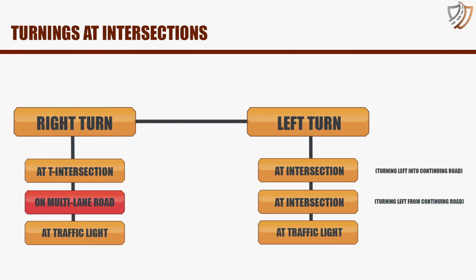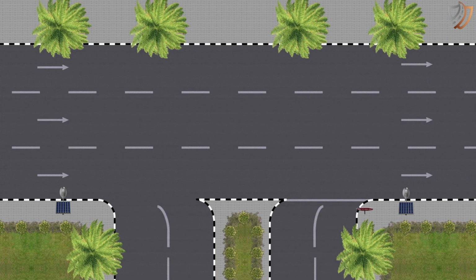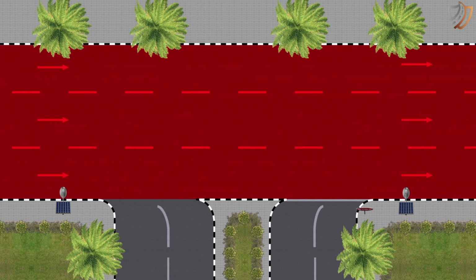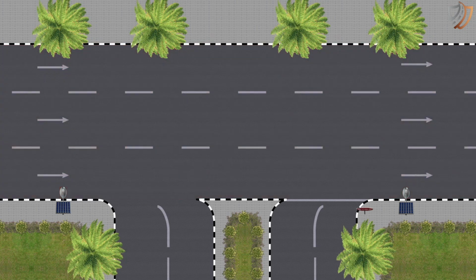Turn on multiple lane road. Some terminating roads have 2 lanes that merge into a continuing road that has multiple lanes. In such cases, to turn safely, use the extreme right lane on the terminating road to turn into the extreme right lane of the continuing road. Motorists can also use the left lane in the terminating road to turn right onto the continuing road.